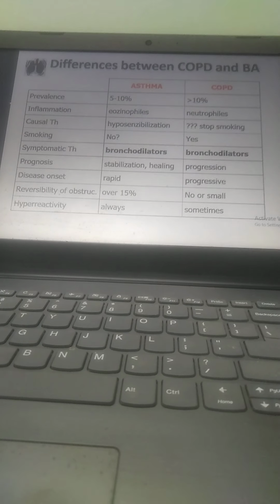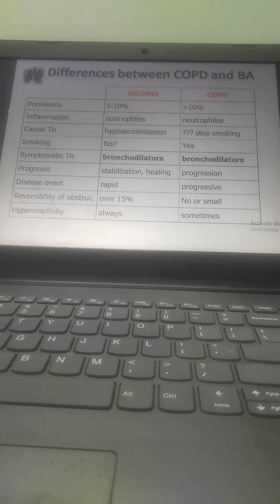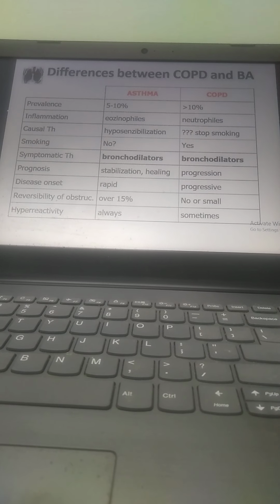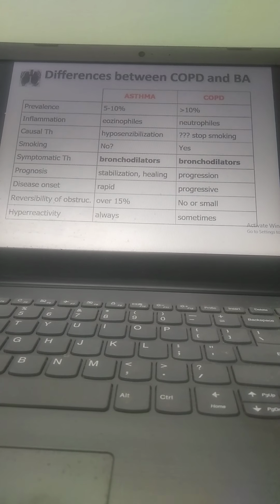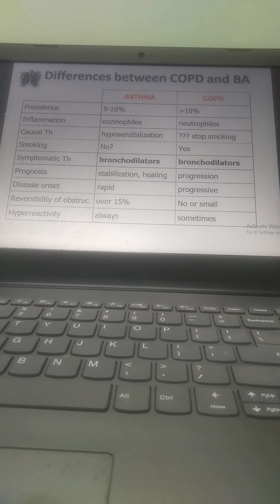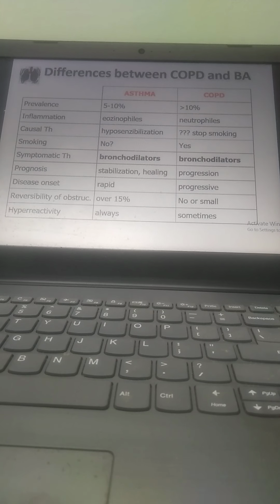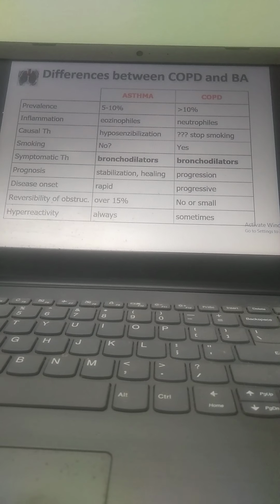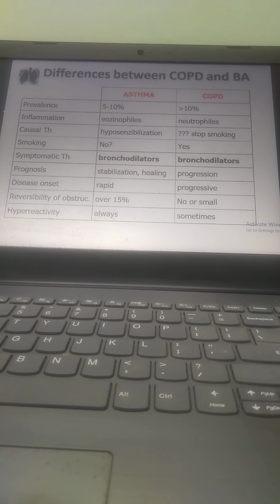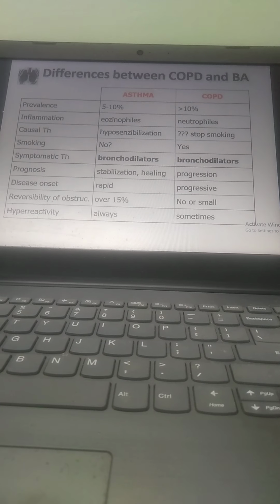And then we have the difference between COPD and bronchial asthma. Prevalence is 5 to 10% for asthma and more than 10% for COPD. In inflammation, eosinophils are there, neutrophils are there. And the causal T helper cells, because of the hyposensitization. Here is the stop smoking. There is no smoke in asthma, but yes, it is in COPD. Symptomatic treatment is bronchodilators, and both we can manage with bronchodilators. Progress is stabilization, healing. There is a stabilization, there is a healing process, but there is a progression. We can stop the progression.